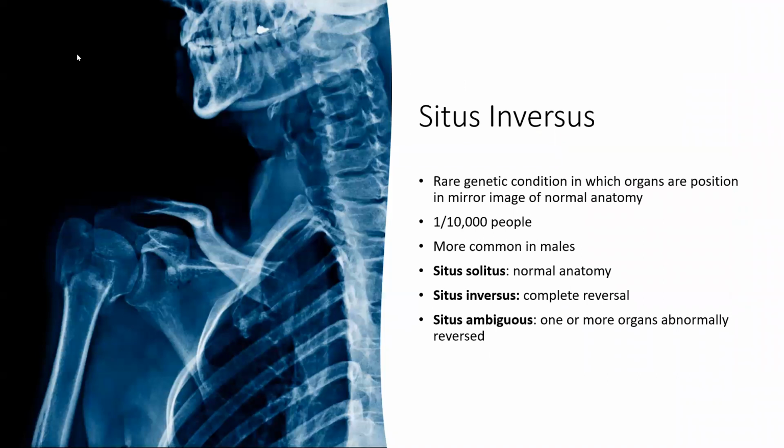The pathologies that we're going to talk about start with situs inversus, and this is kind of an umbrella phrase because there are a lot of different subtypes to this, but it's a rare genetic condition in which organs are positioned in a mirror image of normal anatomy, and it occurs in 1 in every 10,000 people and is more commonly seen in males. So situs solitus refers to the normal anatomical position. Situs inversus refers to a complete reversal, and situs ambiguus refers to one or more organs abnormally reversed.